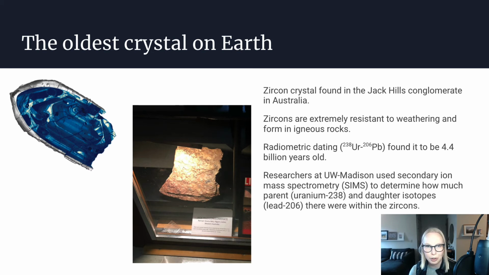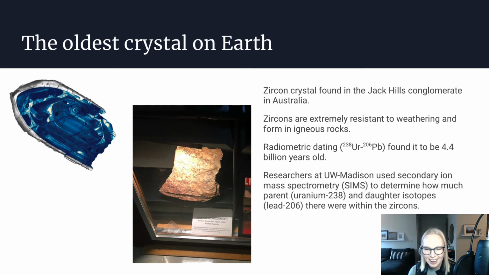These are zircon crystals. Zircon is an extremely weathering-resistant mineral that typically forms in igneous rocks. It was found in the Jack Hills conglomerate in Western Australia. There's actually a sample of this conglomerate in the department at UW-Madison, and I'm pretty sure it's under bulletproof glass, because this is a really cool sample.